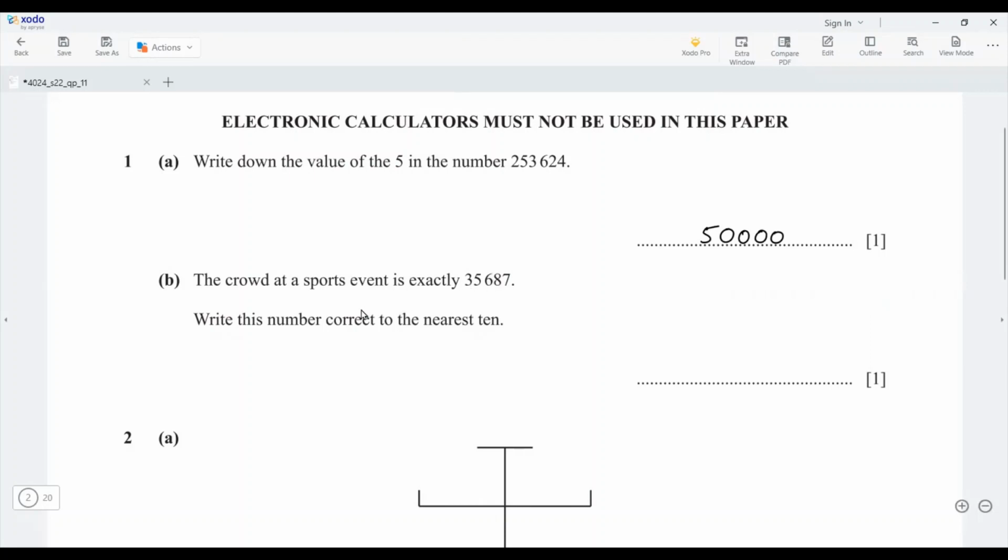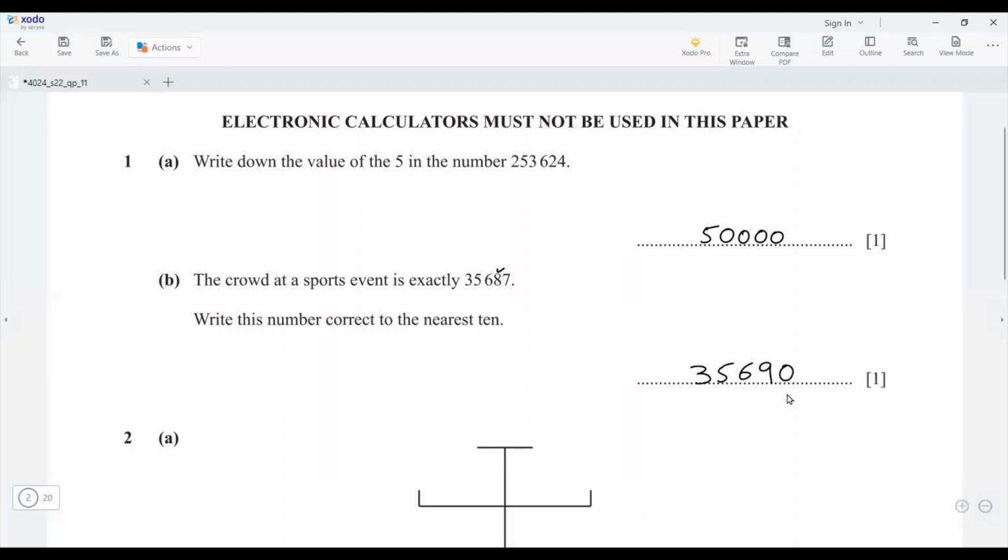The next question is the crowd of a sports event is exactly 35687, and we have to write down the number correct to the nearest 10. Nearest 10 means we have to stop at that 8. So look at the very next number to the right, which is greater than 5. So we add 1 to that 8, and it becomes 9. So the number will become 35690, and we write down the last number as 0.